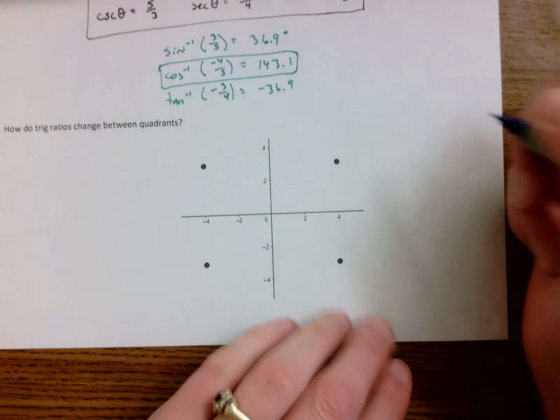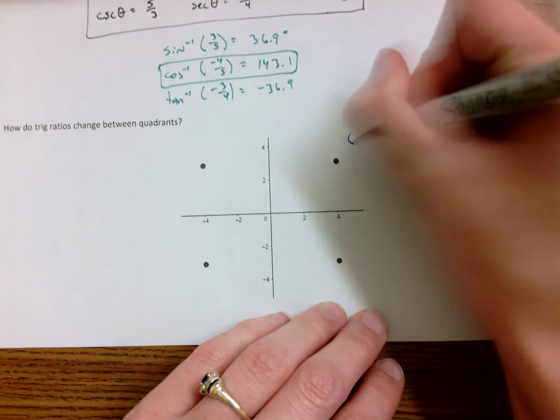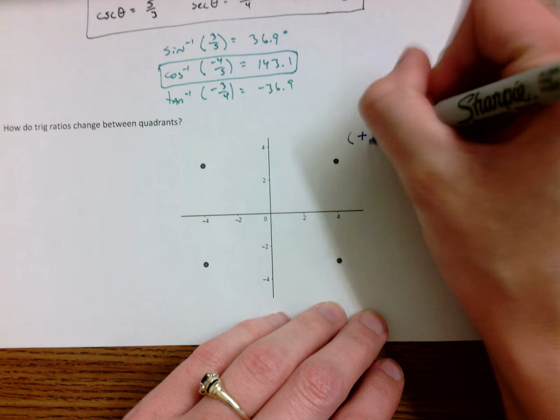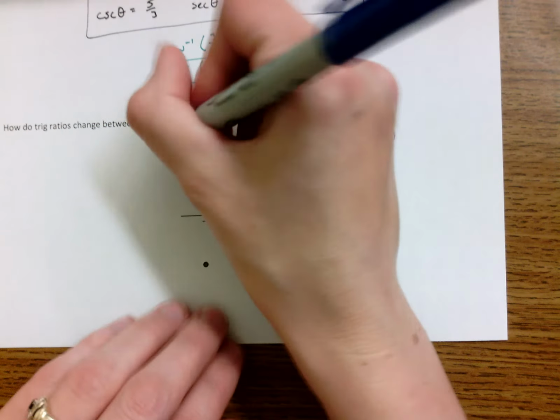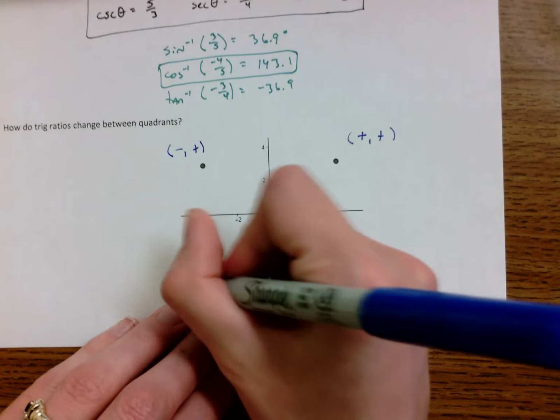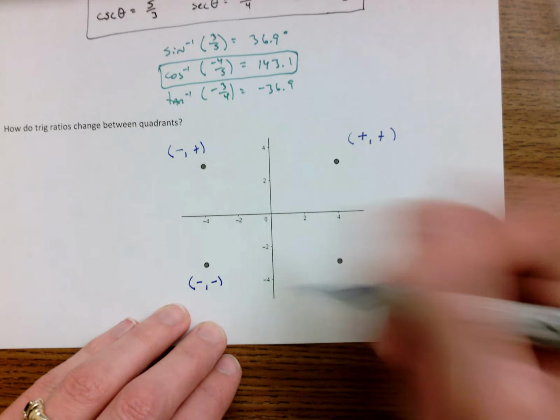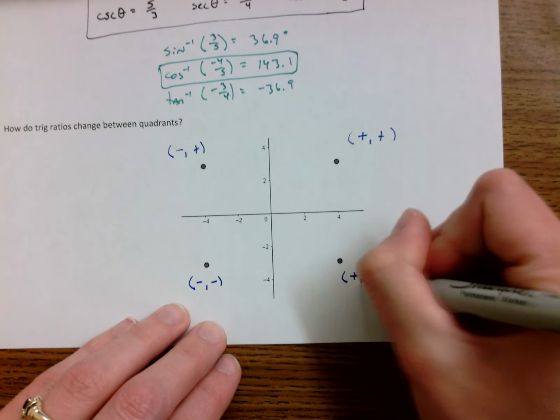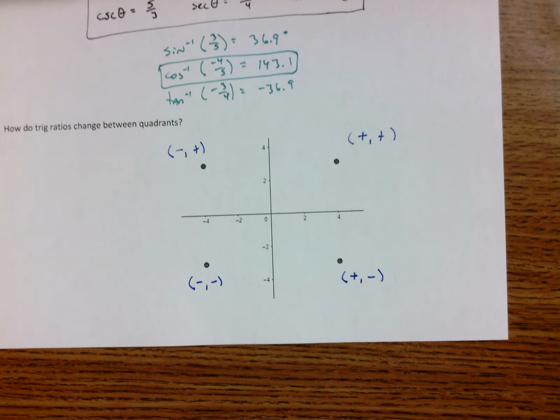What I want to look at here is the coordinates of these points. This point is a positive, positive. This point is a negative, positive. This point down here is a negative, negative, and this point over here is a positive, negative. And you know that. You've been doing this on your coordinate planes forever. So how is that going to change things?